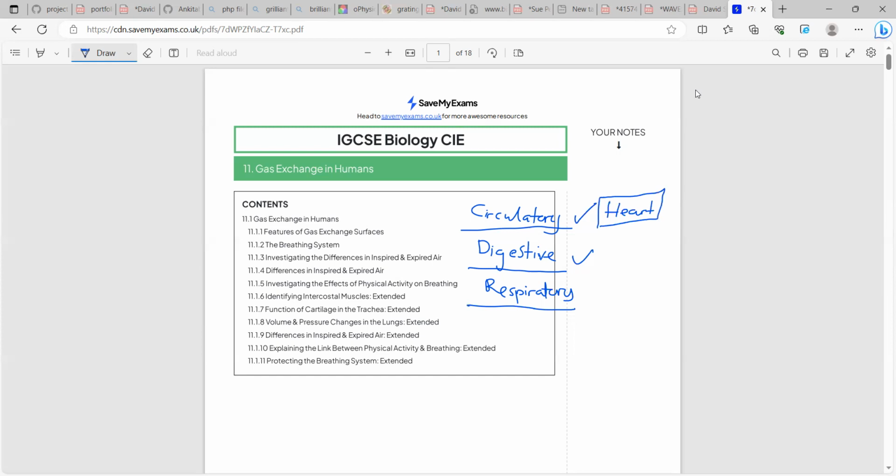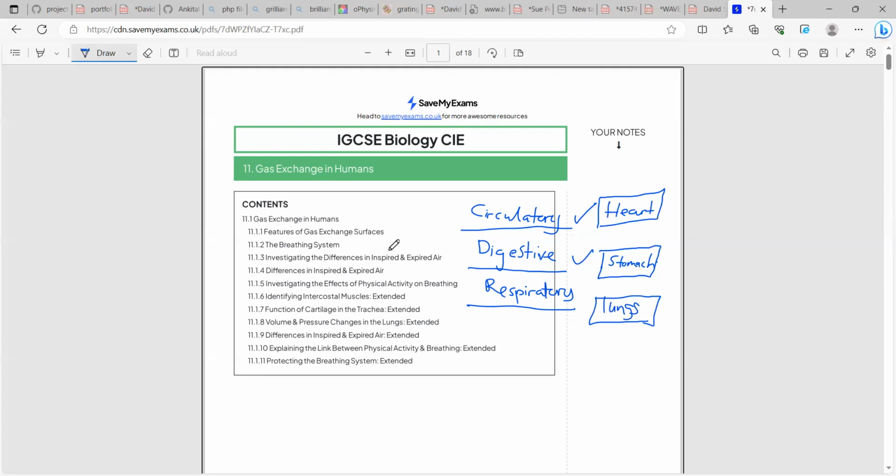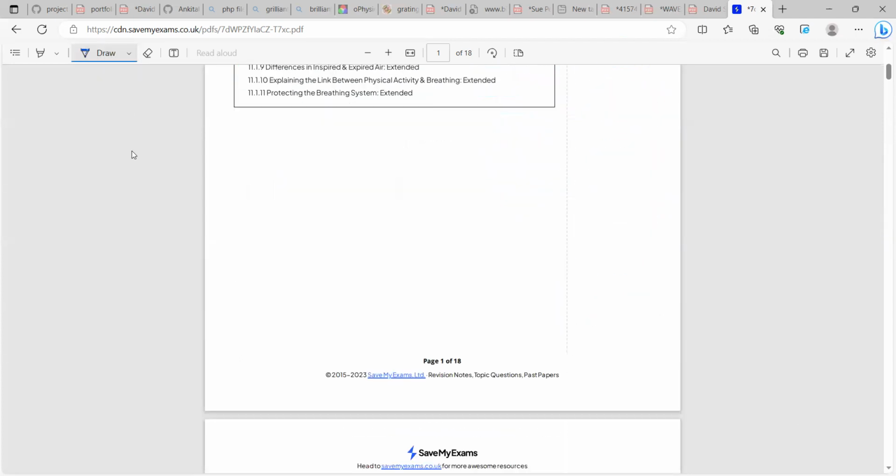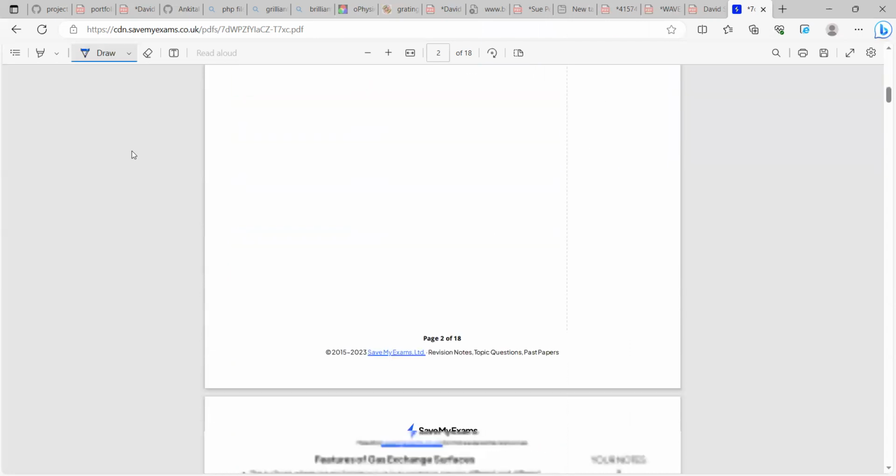So the main organ in the circulatory system is the heart. And then the main organ in the digestive system is the stomach, isn't it? Yes, sir. And then here now today, we're going to be looking at the lungs. That's the main organ. All right. So now I will be explaining through these notes, and then I'll send you the handout so that you can revise. Okay.